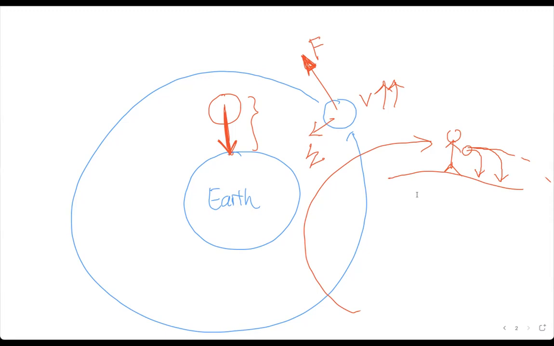Okay, so when you see astronauts floating in the spacecraft, it's not because they have no weight. It's just because they are actually falling around the Earth. Okay, understand?